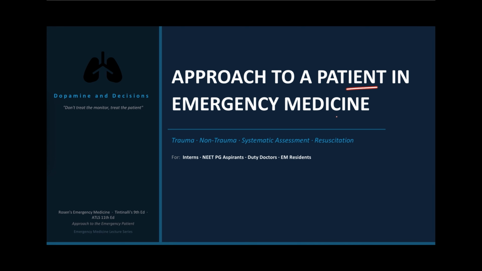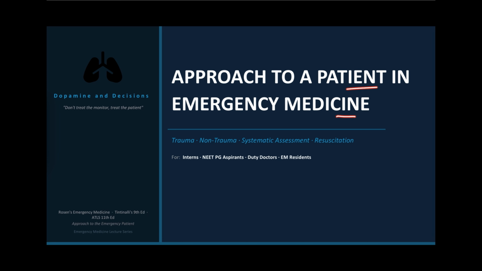Approach to a patient in emergency medicine department. When a patient arrives in the emergency medicine department, they don't arrive with a diagnosis, they arrive with fear and undifferentiated conditions. And in that moment, there is no time to open textbooks and often no time to search for the guidelines and no time to wait for the investigations as well.